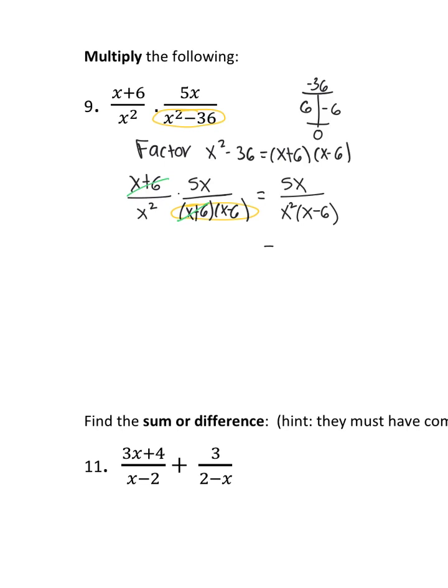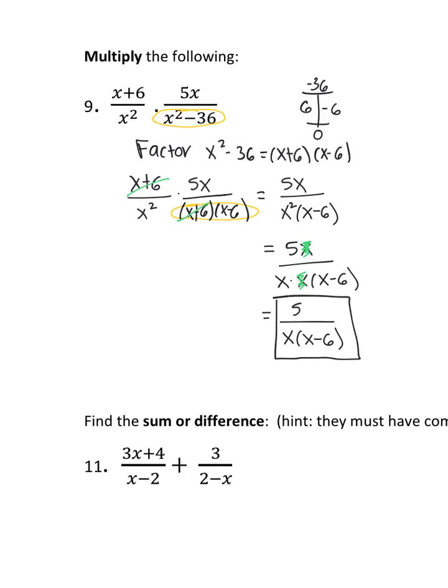Remember that x squared means that you have two copies of x that are being multiplied together. So this is really what's happening. So I can cancel out one x from the top with one x from the bottom. So now you've got 5 over x times x minus 6. I got rid of a copy of x on the top and a copy on the bottom. So this would be your fully simplified answer.